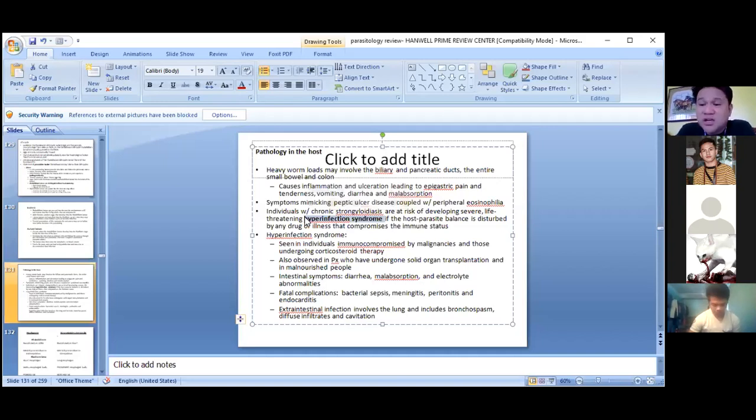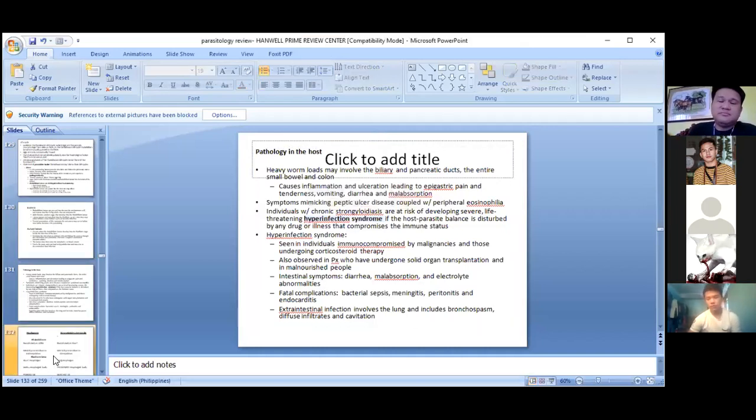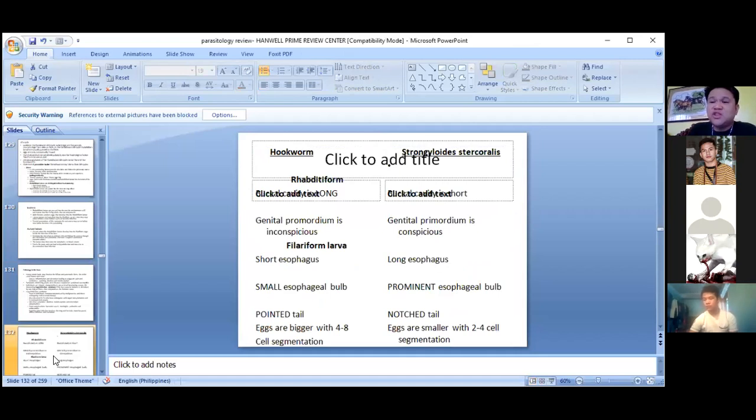So what do you expect of the lungs? There would be bronchospasms, diffuse infiltrates, as well as cavitation in the lungs. So in which case, my dear friends, strongy can become a very fatal issue. It can lead to death. Okay. You cannot afford not to memorize this table by heart.